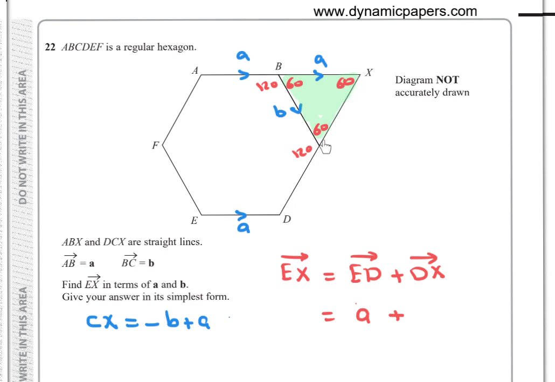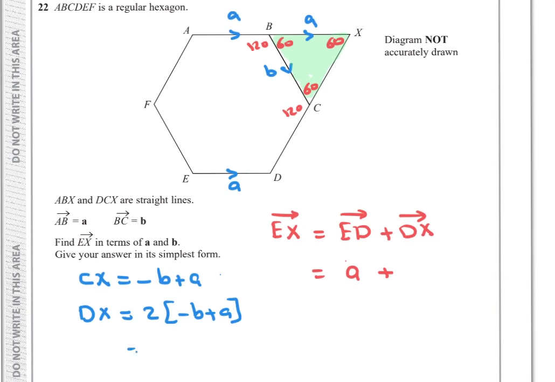What is the relation between DX and CX? DC equals CX, because it's an equilateral triangle, so this side equals the side of the regular hexagon. So DC equals CX. So now you can deduce that DX is double CX. So DX is 2 times negative b plus a, so negative 2b plus 2a.